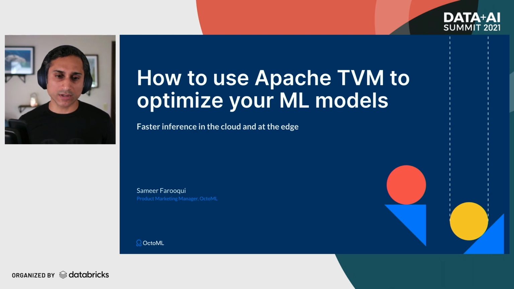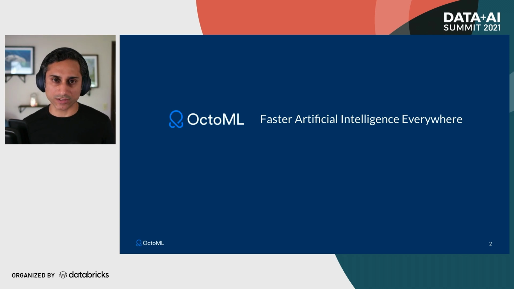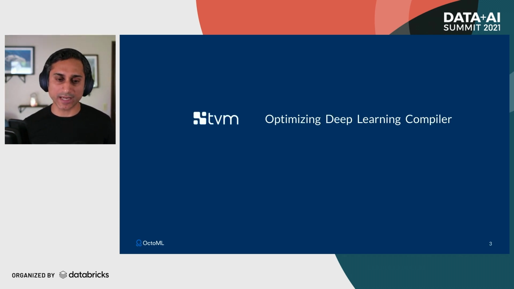So first, at OctoML, we want to enable faster artificial intelligence everywhere. And the way we do that is through Apache TVM, which is an optimizing deep learning compiler.